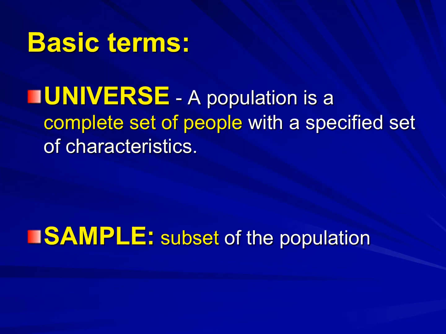Let's understand some of the basic terms of the sampling methods. First term is universe. Universe is a population, which is a complete set of people with a specified set of characteristics. And second term is sample. Sample is a subset of that particular universe or particular population. Means, in terms of our example, the female population of Loni town is our universe, and the 200 selected women are the subset of that population, and so they are our sample population.